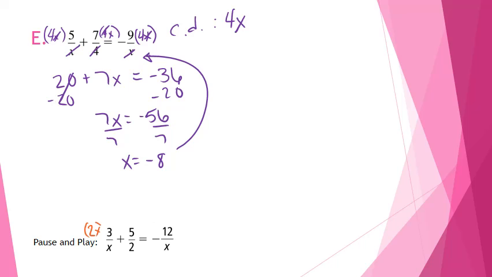All right, I'm going to multiply all three of these by 2x. So that's going to give me 6 plus 5x equals -24.